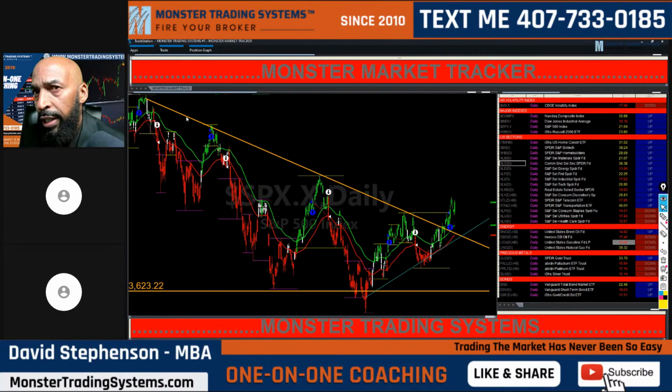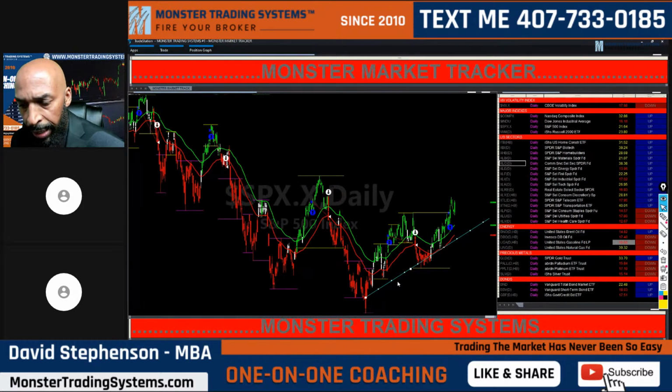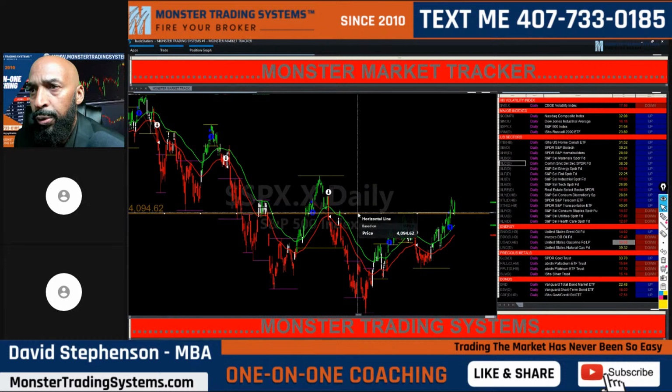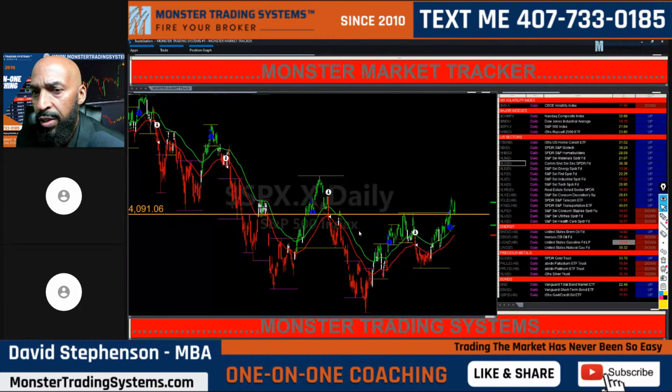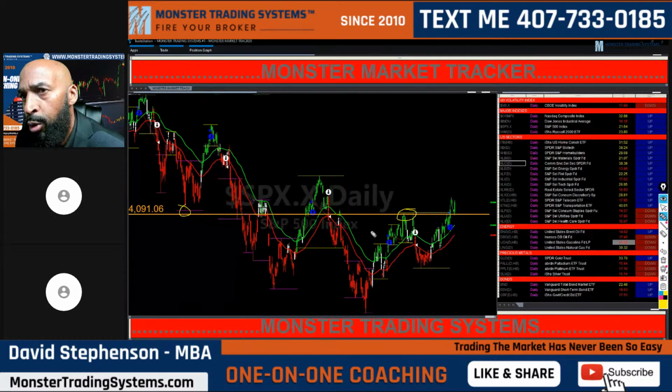This zone is marked by this downward trend line, support here, and the upward trend line. It finally broke out, so we don't need this anymore. And here now we've got resistance. This is on the S&P. Here is pretty good resistance. Previous support is now resistance.